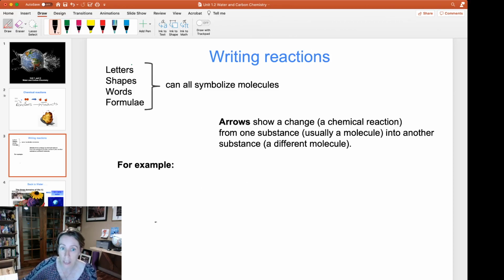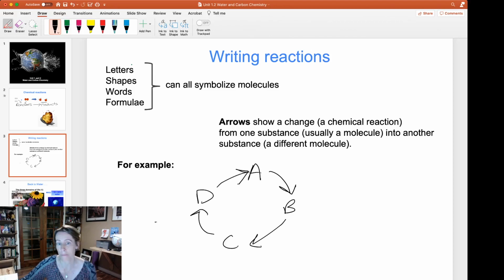Sometimes even we have cycles in biology. We have A turning into B, which turns into C, which turns into D, which can be turned back into A. So in this example, A is a reactant and B is a product. So this is a reactant, and then this is a product of this first reaction, this arrow here.